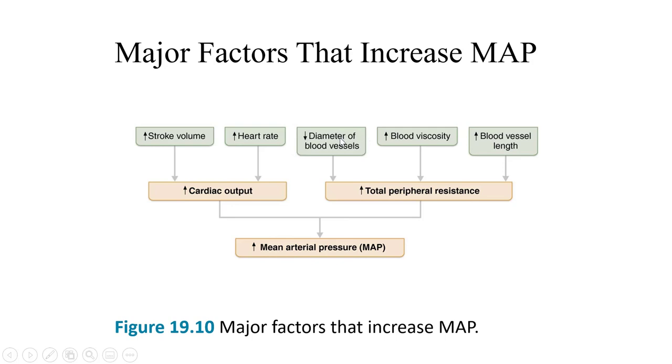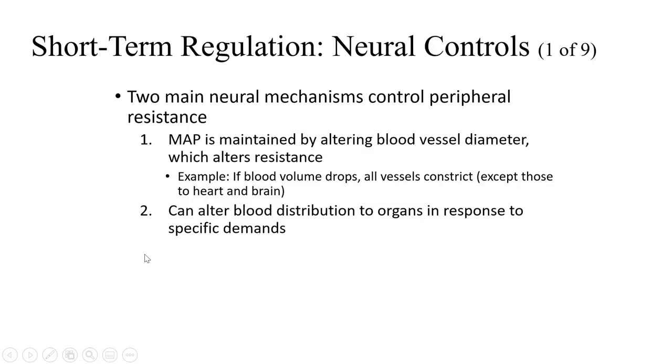Now, when the diameter of the blood vessels decreases, and then you have an increase in blood viscosity and an increase in blood vessel length, then your total peripheral resistance would also increase. Both cardiac output and total peripheral resistance have a direct relationship with mean arterial pressure. Both of them will increase mean arterial pressure when they are increased.